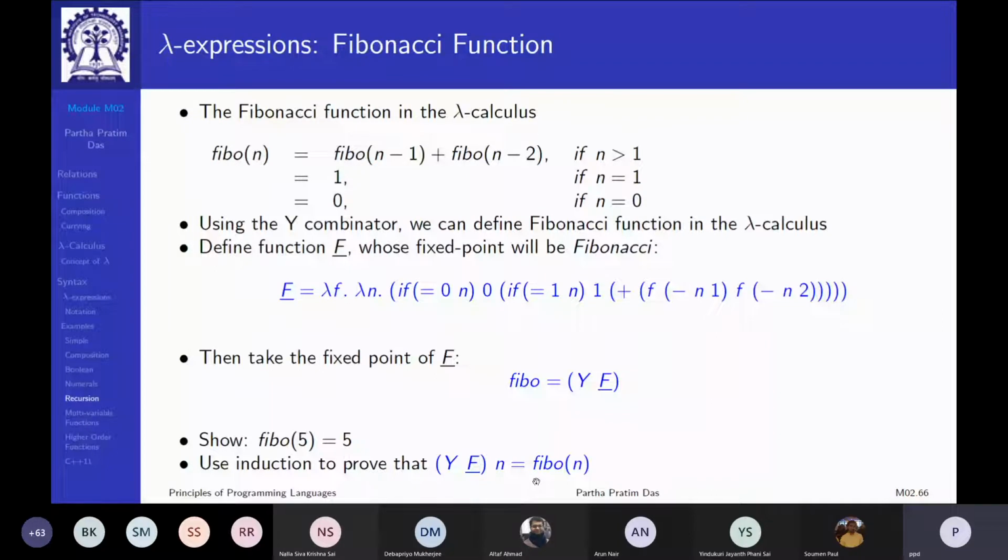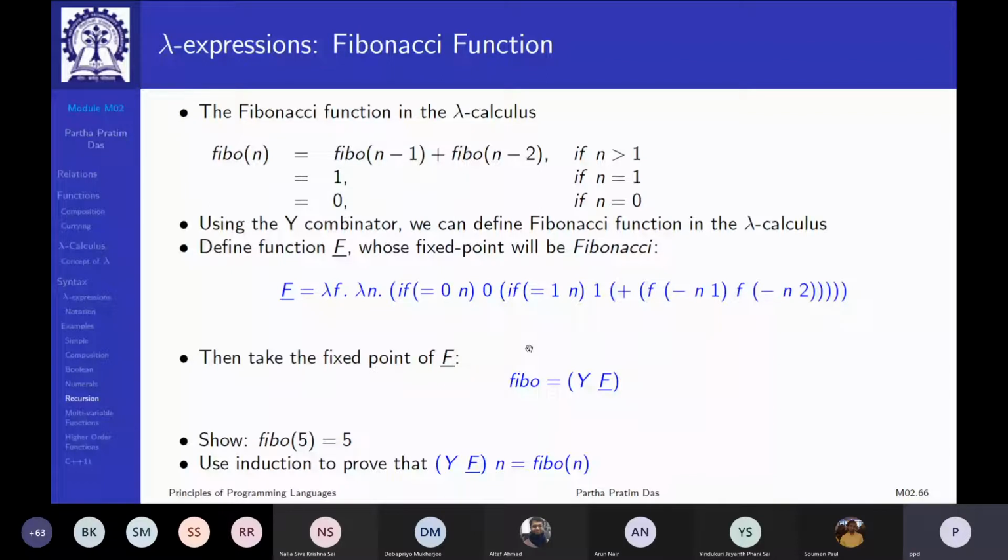So what you do is you first prove it for 0 and 1. You evaluate this for 0 and 1. Then assuming that it holds for n, you have to show that it holds for n plus 1 and n plus 2, which will prove inductively that this indeed is a Fibonacci function.